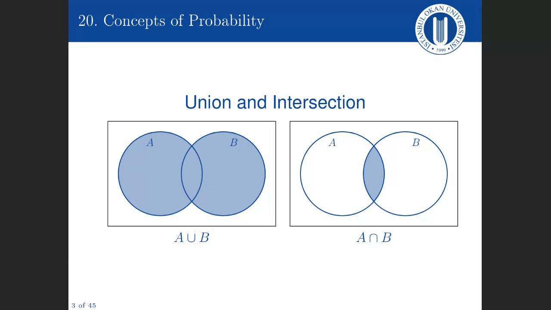Before we go on, let me quickly remind you about union and intersection. We had sets A and B. Everything which is in A or in set B is the union of A and B. The elements which are in both A and B are the intersection of A and B.